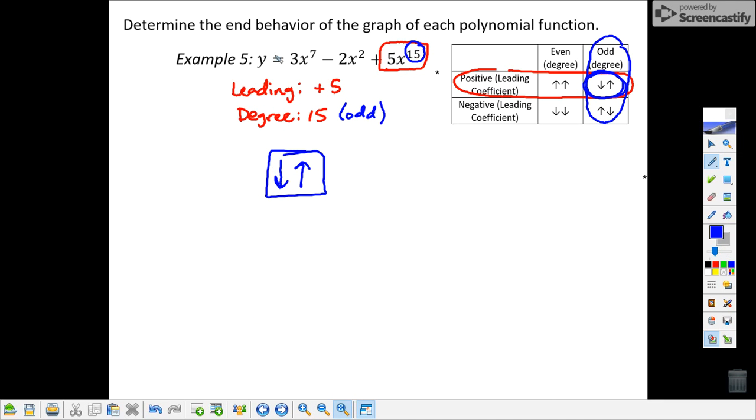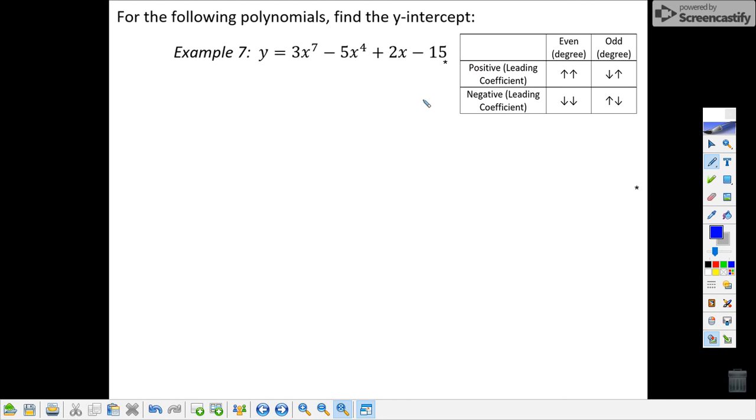Now this only works as long as it's not in factored form. In factored form, we have to do it a little differently, and we'll talk about that in a future unit.